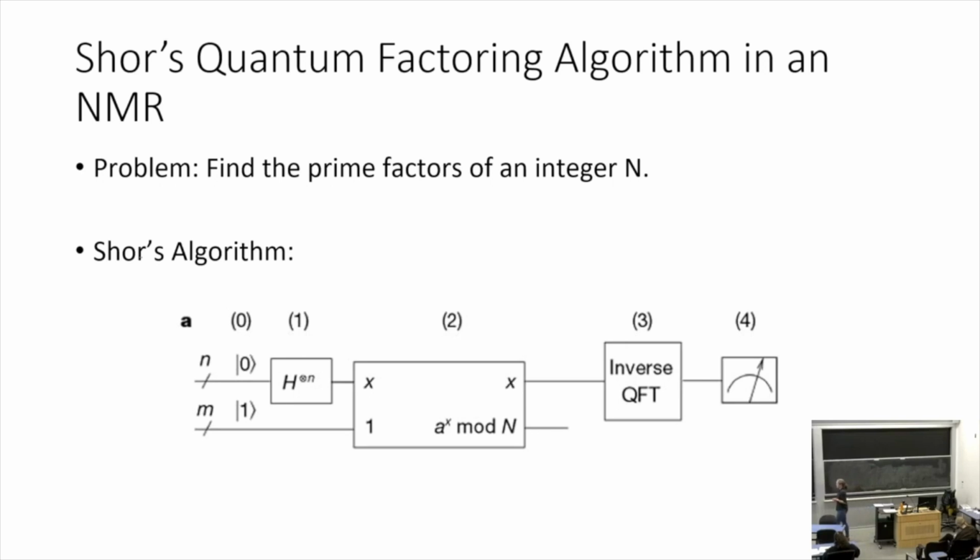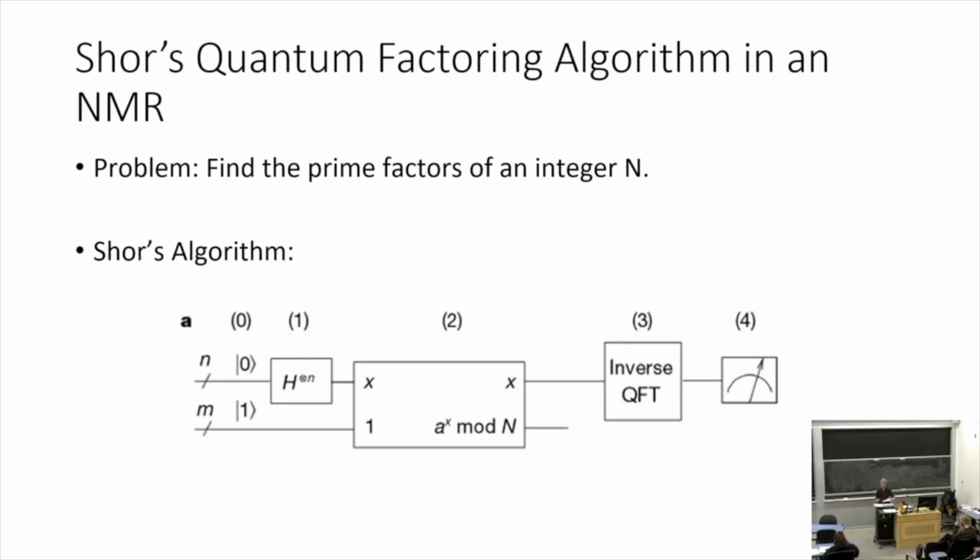So this is the quantum circuit that they designed. So here's our n-qubit register. Hadamard gate puts everything into superposition. Here's our ancilla qubit. And our oracle here is going to be this function that I just described, finding the remainder of a to the x divided by n.